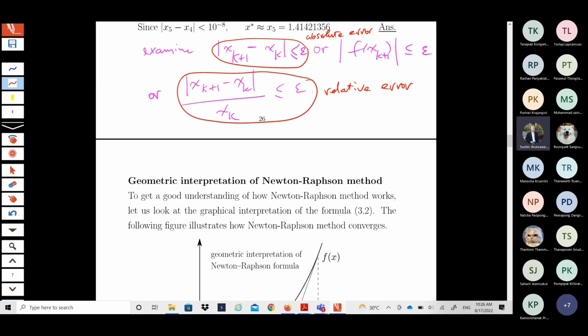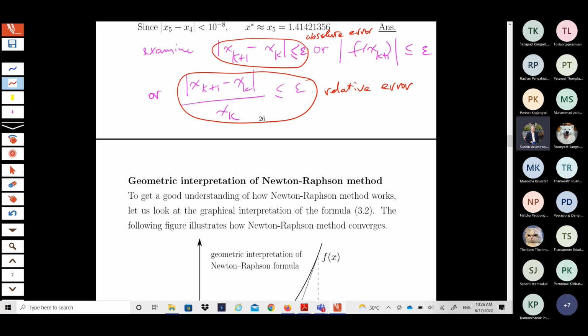Then it will stop. Whereas if we use the relative error, we set the same epsilon, 10 to the power of minus 4, right? That means we need accuracy within, let's say, 0.01%. Then the iteration will stop when x_{k+1} and x_k are accurate up to the 4th significant digit, okay?